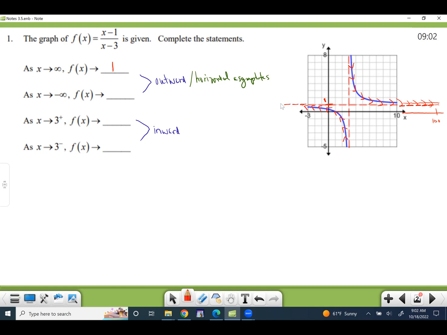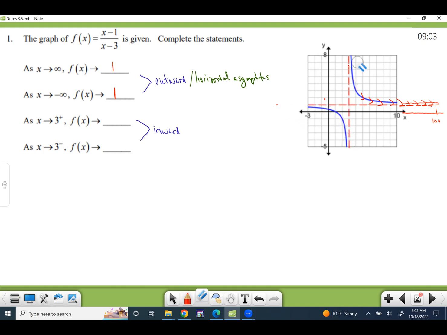I'm just going to keep getting closer and closer to it. So I'm still heading towards the y value of 1, that horizontal asymptote. Okay, so those are the cases where we're heading outward. Now let's go ahead and head inwards.